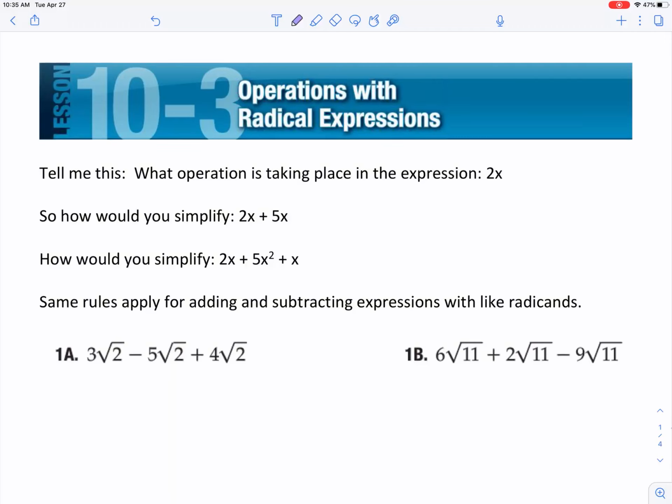Hey guys, I have something super special and funky for you today. 10-3 Operations with Radical Expressions.